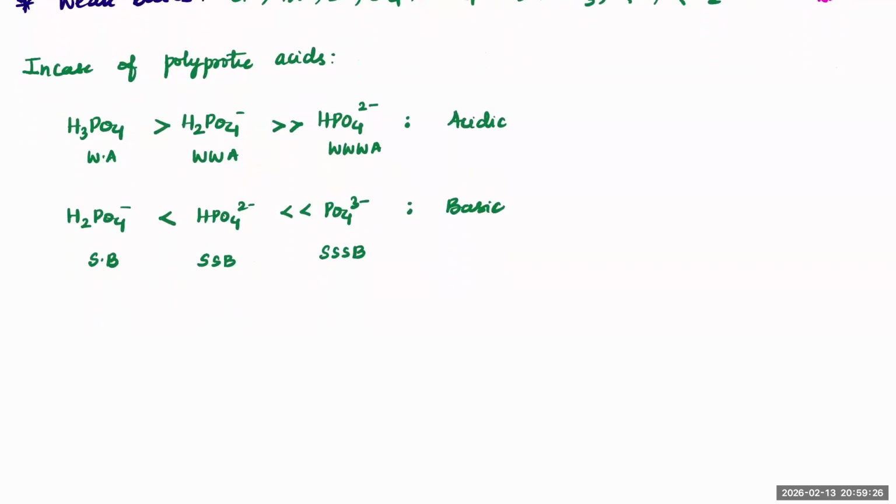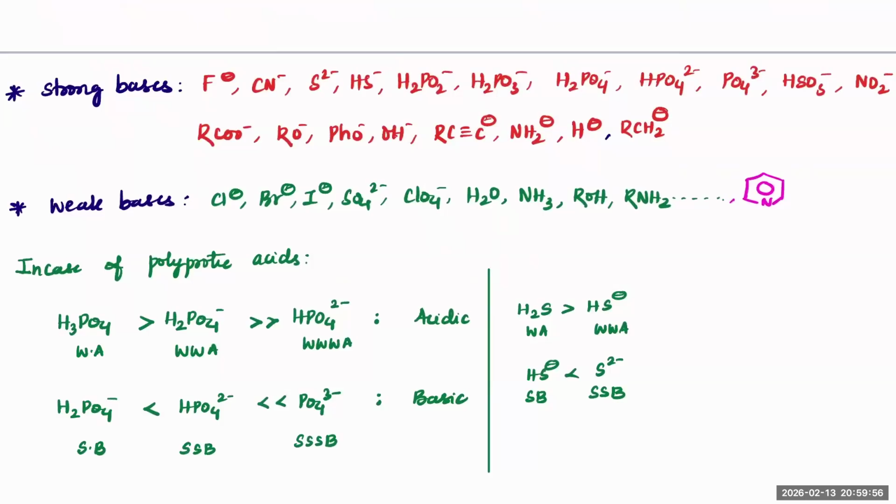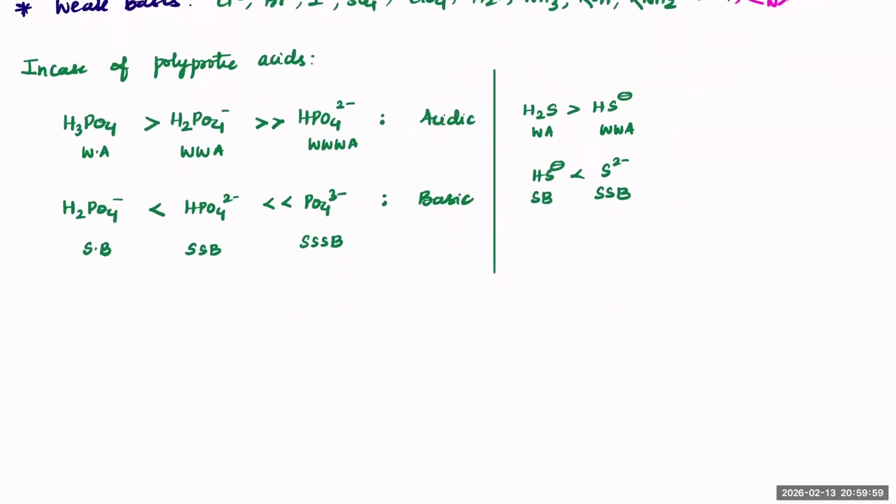Is this logic clear? The same thing goes for what you said right now. H2S is a very weak acid and HS- will become an even weaker acid, while HS- is a strong base but S2- will become an even stronger base. Is that clear? This is the case you need to understand in polyprotic acids and bases.